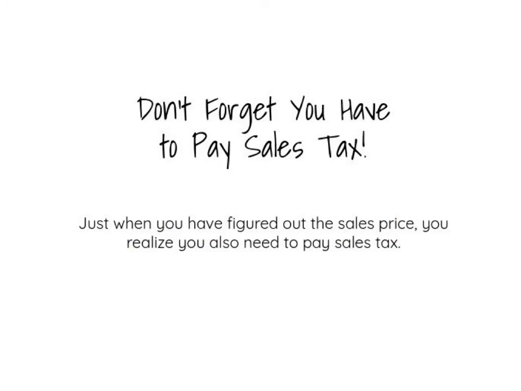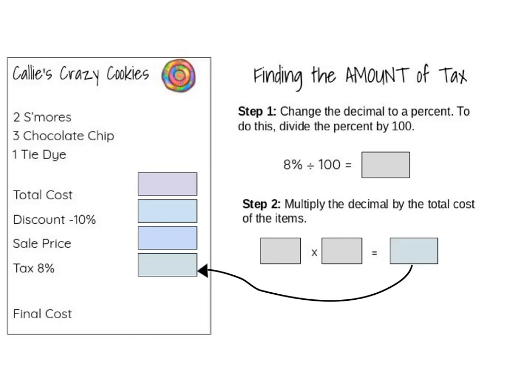Now you have to pay sales tax, so we're going to add the sales tax onto it. Finding the amount of tax is similar here: change the percent to a decimal by dividing by 100. You should get 0.08. Step 2, multiply the decimal by the total cost of these items. That should say sale price. I fixed it for anyone who hasn't logged on yet, but it should say sale price. So 0.08 is our decimal, and the sale price was, I don't remember, let's see. This was $7.24, this was 72 cents.